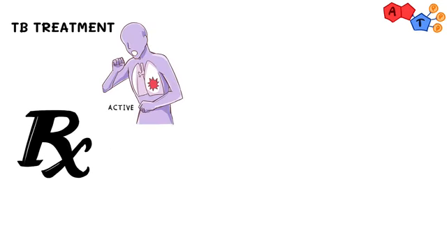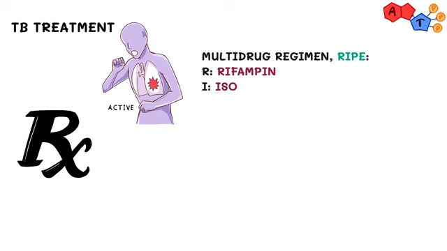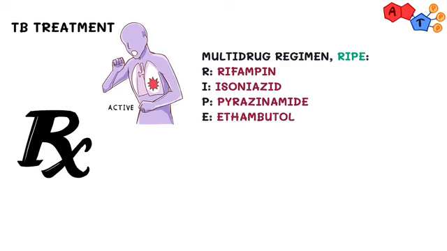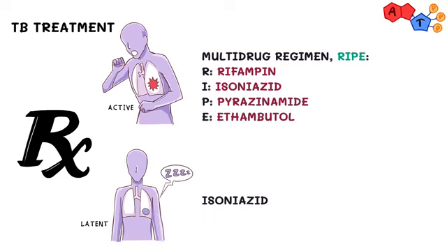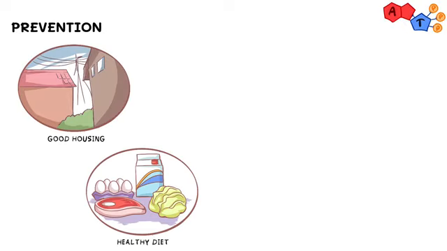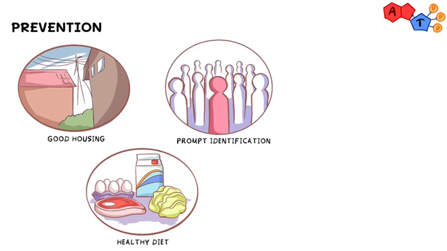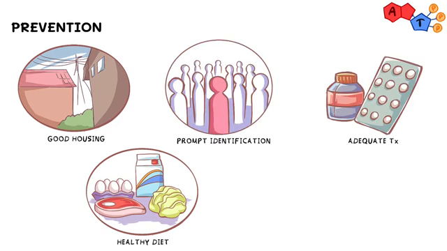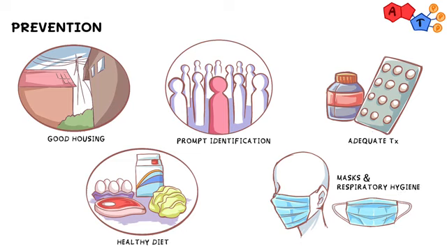Active patients require a multi-drug regimen, which includes RIPE, which stands for rifampin, isoniazid, pyrazinamide, and ethambutol. Patients with latent TB can be given isoniazid as monotherapy. After we've discussed everything regarding TB, now we're going to talk about how we can prevent it. Better housing and nutrition can decrease your chances of getting TB. The infection spread can be reduced with prompt identification and adequate treatment of patients, and also with using masks and other respiratory isolation procedures, specifically among the medical personnel.